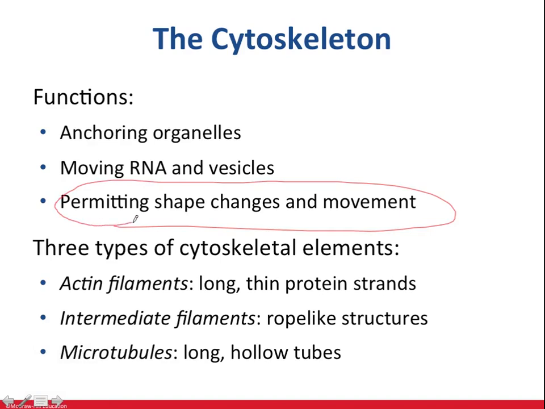So this can also cause shape change and movement. There are three types of cytoskeleton elements. One is actin, which is a long thin protein string. Then the filament, which is a rope-like structure, and the microtubules, which are long hollow tubes.